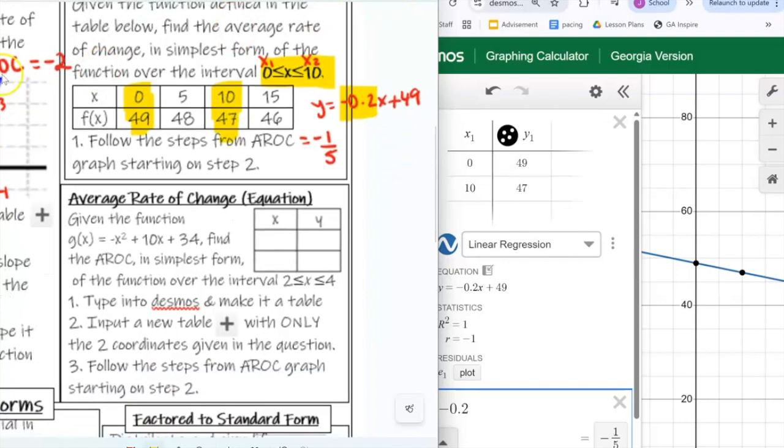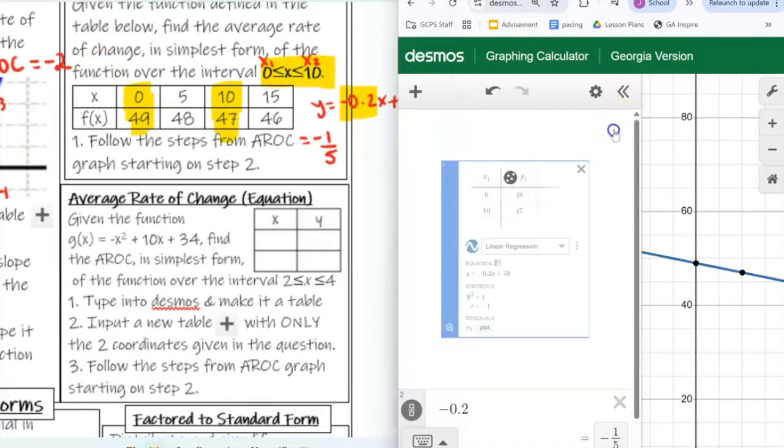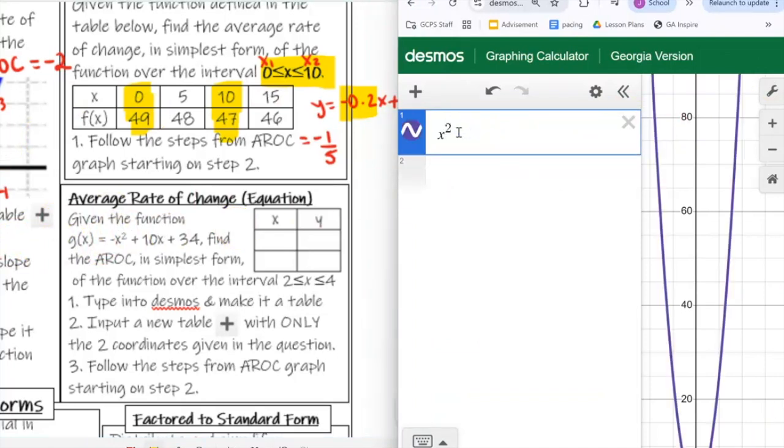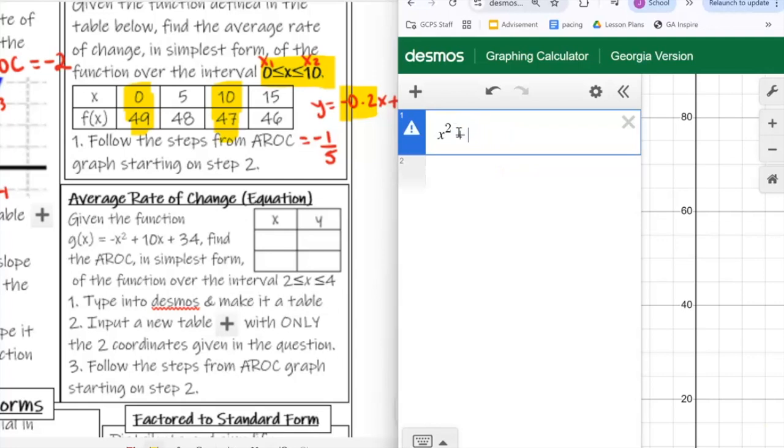Now we're going to find it from an equation. Again, the process is super simple. I'm going to type the equation in my calculator. All right. Of course, once I type it in the calculator, what can I do?